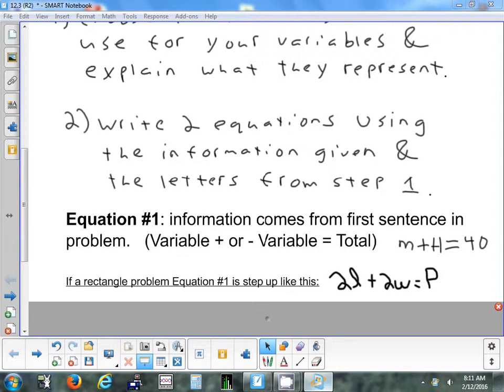It is kind of nice when it's about a rectangle problem because then you know your first equation right away. You don't have to think about it too much. You use this. What they'll usually do is tell you the perimeter. They'll say the perimeter is 50, and you'll fill in perimeter. You won't know the length, you won't know the width, but you will know the perimeter.